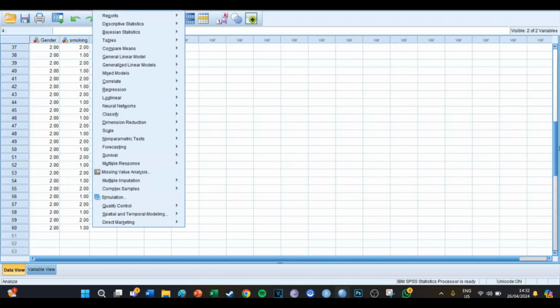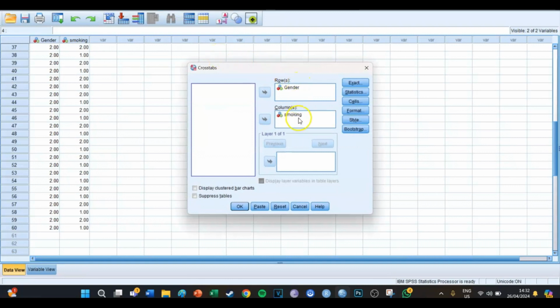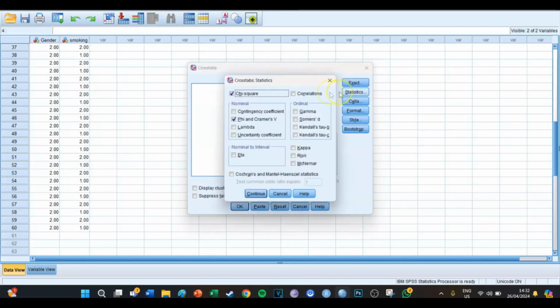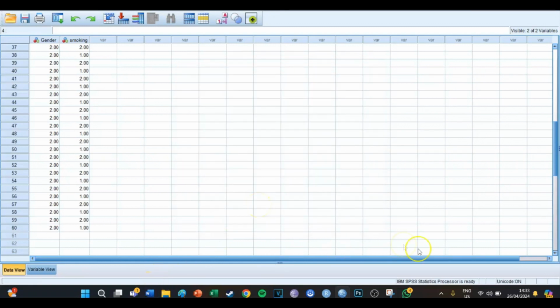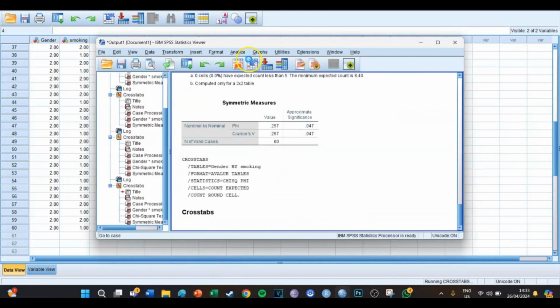So you go to analyze, descriptive statistics, cross tabs, and then the rows and columns will be gender and smoking. If we look at exact, we leave it as it is. If we go to statistics, we select the chi-square test and the phi and Cramer's V. And then at cells, we select the observed and the expected count. Then we press paste. Then we go to your syntax, select the code and press the big green play button.